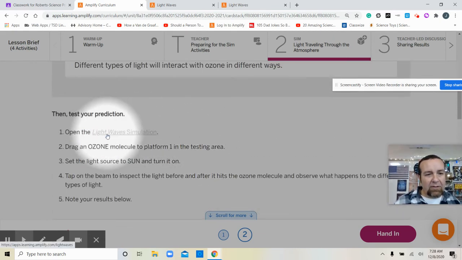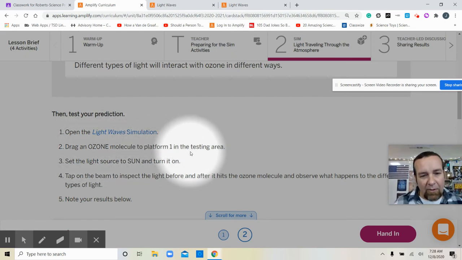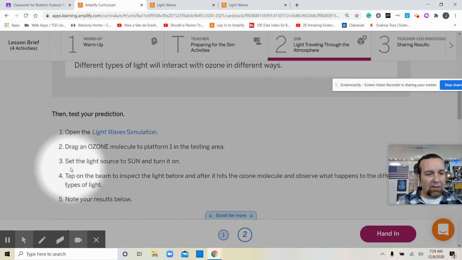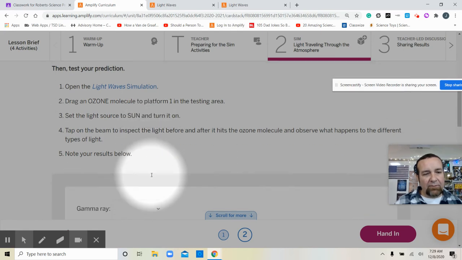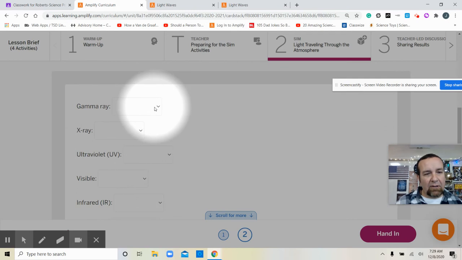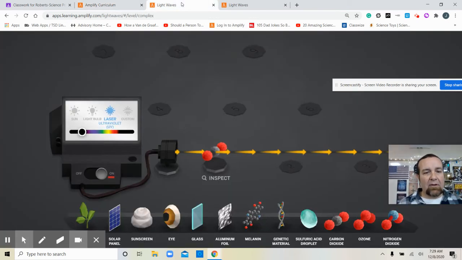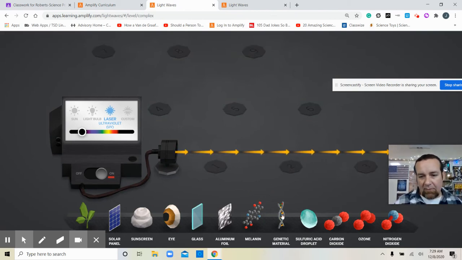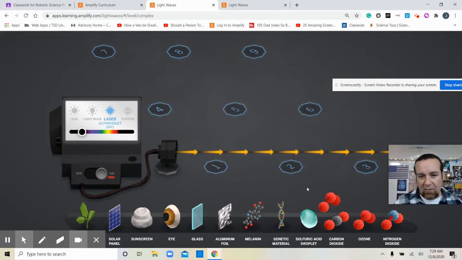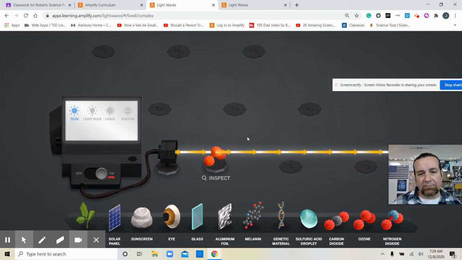What we're going to be testing is in our light waves. We're going to be dragging the ozone molecule from platform 1 into the testing area. We're going to use sun, and then we're going to tap the beam to inspect. We are going to test all of these frequencies of light on ozone now. So let's do that. Where is my ozone? Triple oxygen molecule. And we've got to turn that to sun though.